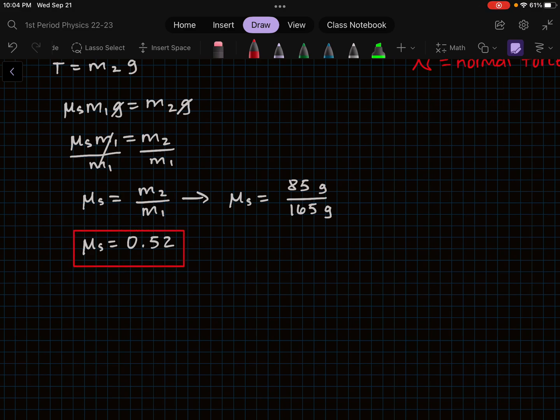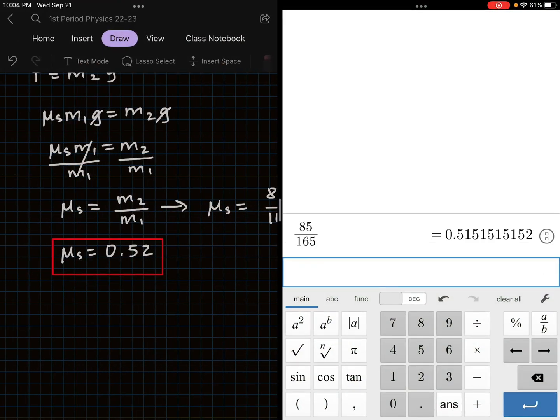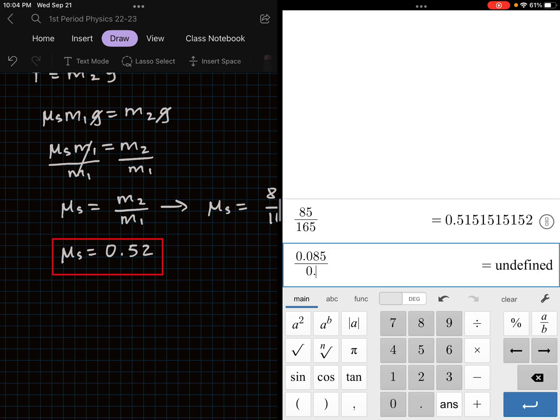What I want to show you is the ratio now in kilograms, right? So I can prove to you that it'd be the same thing. So it'll be 0.085 divided by 0.165. Same number, okay? Just make sure you have either both grams or both kilograms. And that is it, guys.